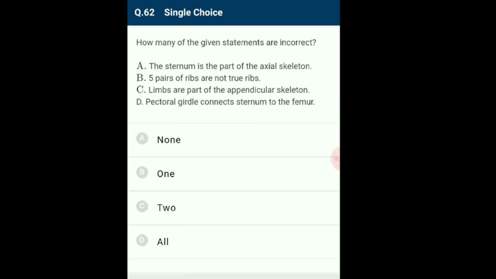Then appendicular skeletal system comprises 126 bones. First one is upper limb, contains 30 bones each. Second one is pectoral girdle, it is 4 in number. Third one is lower limbs, made up of 30 bones each. And fourth one is pelvic girdle, it is made up of 2 bones. The answer for this question is option A, none from the given 4 statements. So none of the statements are incorrect.